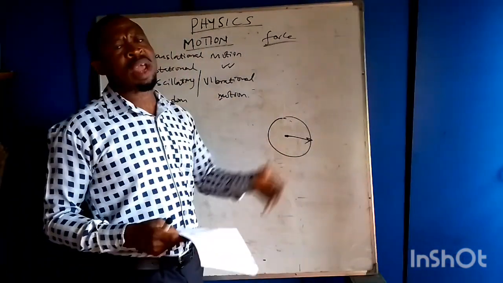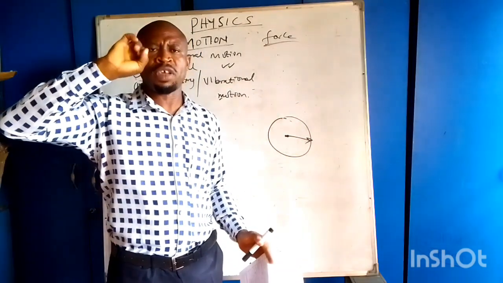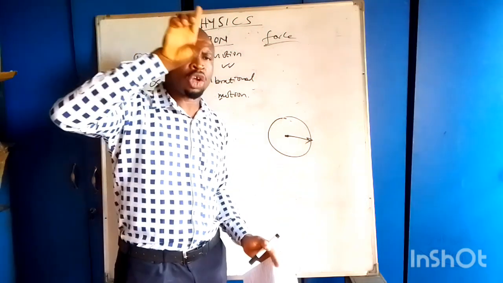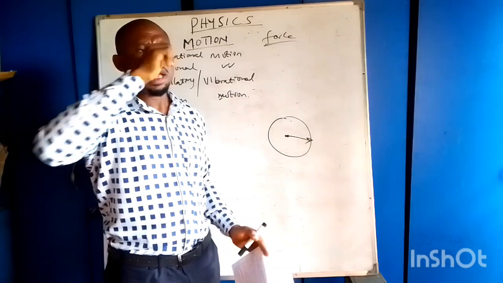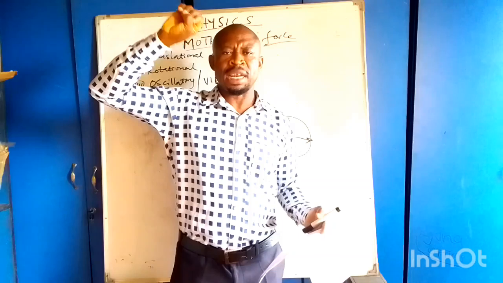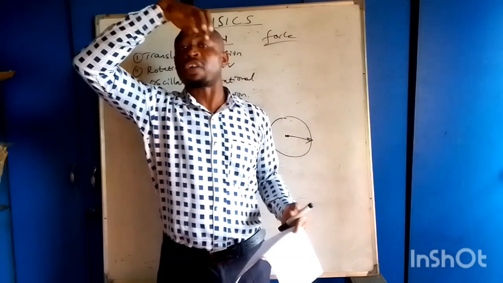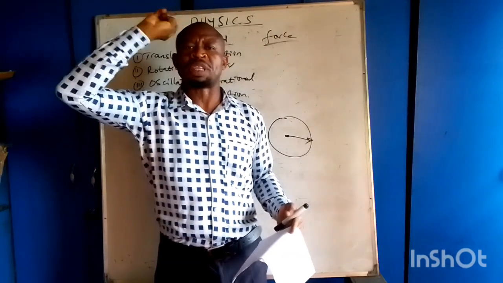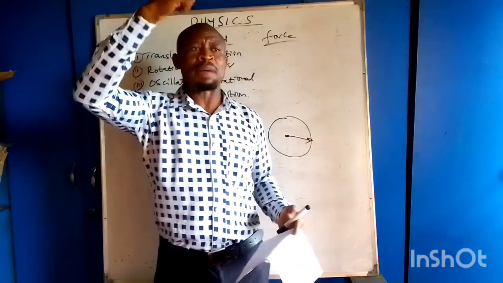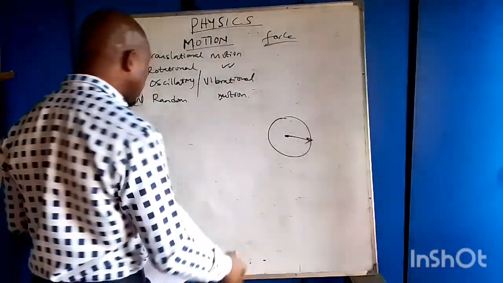Another example is the Brownian motion. If smoke in the air is moving, you cannot determine the exact motion it is taking. Another example is a smoke particle suspended in the air. When you suspend smoke particles or even dust particles in the air, you cannot even determine the direction in which they are taken at any point in time.